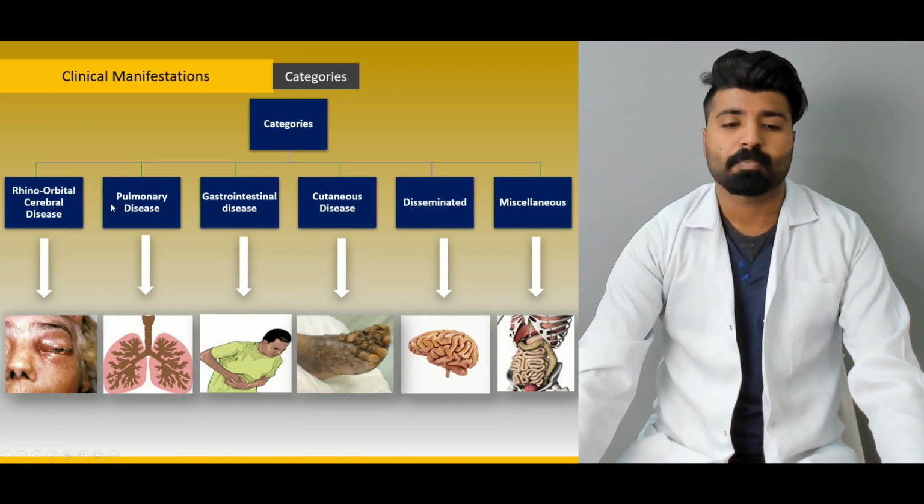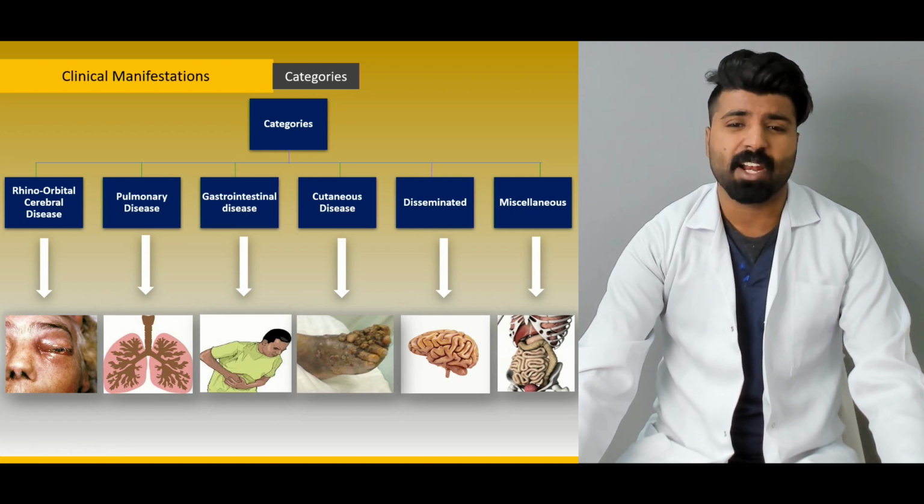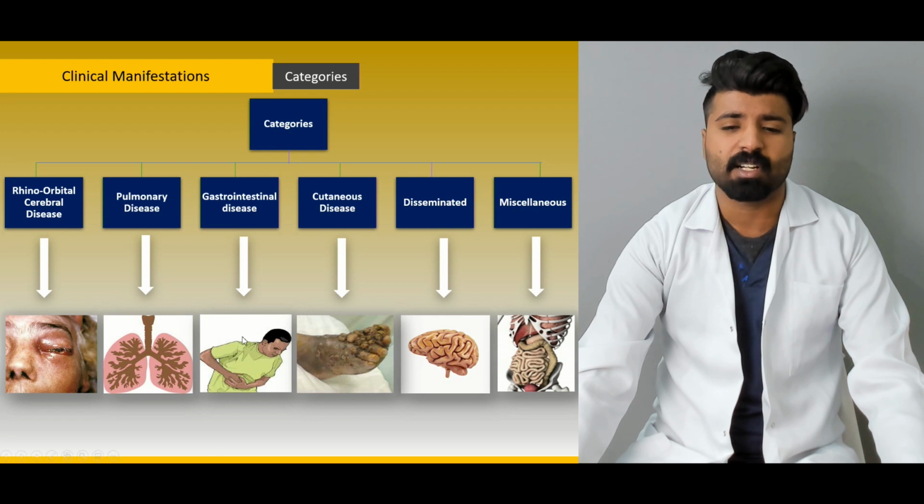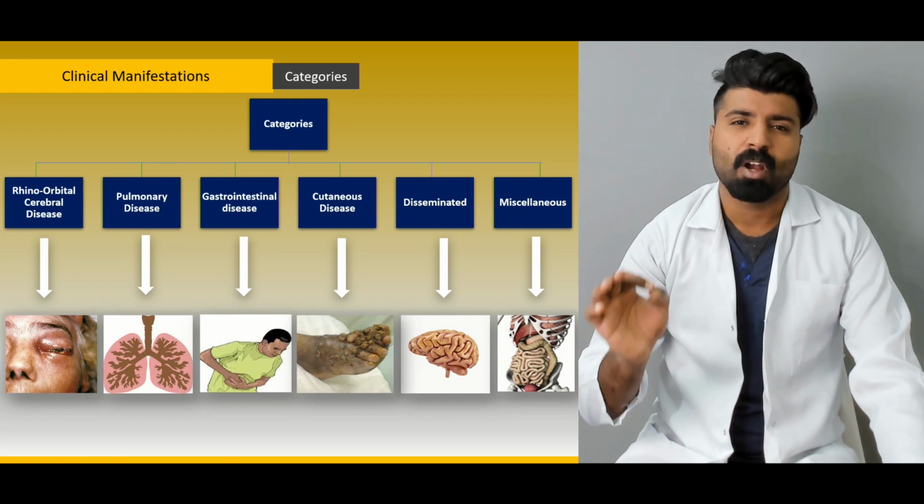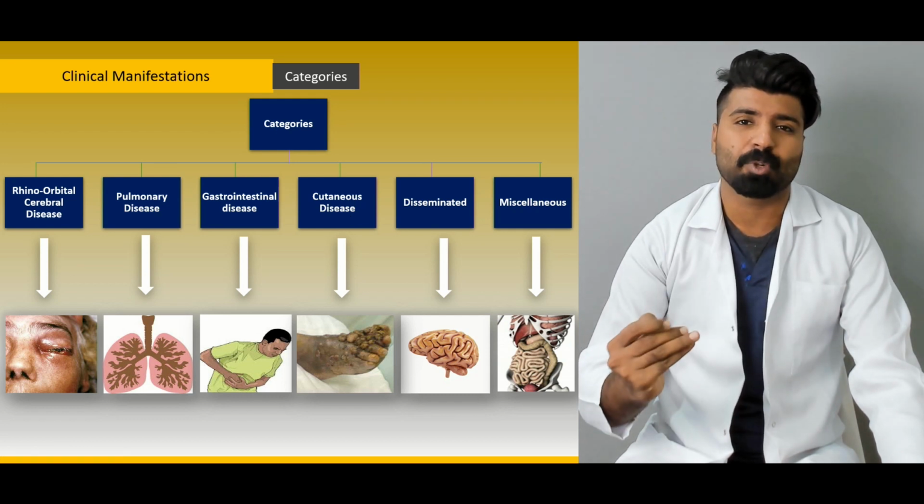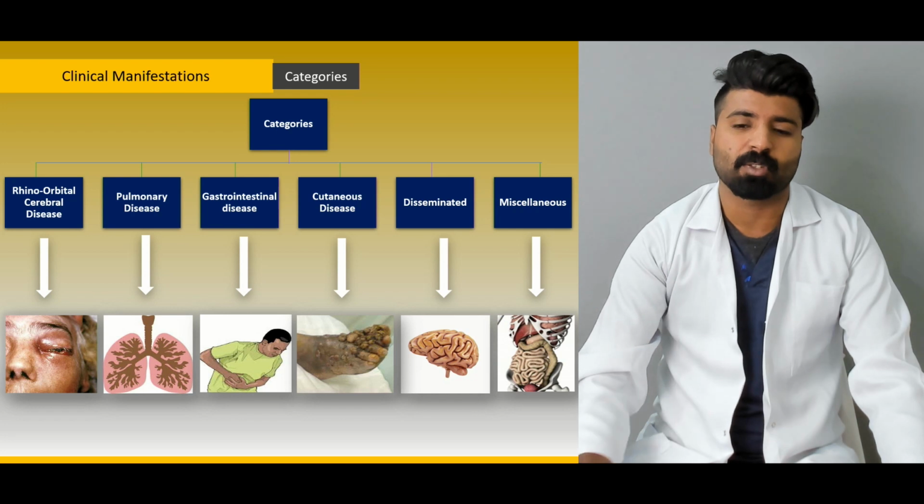We're going to talk about pulmonary disease afterwards, what symptoms it comes with, and which patients are going to get it. Next, we have gastrointestinal involvement. We'll talk about how malnourished patients get gastrointestinal disease. Then we'll talk about how cutaneous disease is associated with hospital exposure or exposure to soil contaminated with this pathogen.